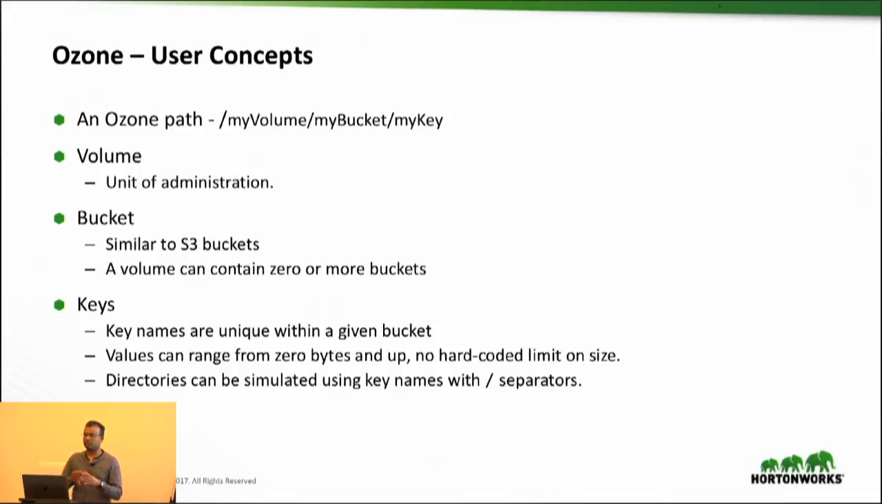Volumes are typically created only by administrators, and then they set quotas on volumes. You can have multiple buckets per volume, very similar to S3 buckets. A volume can have 0 or more buckets, and then you have keys within these buckets. Key names are unique within the bucket. The key size can range from 0 bytes up. There's no hard-coded limit. And directories can be simulated using key names with a / separator, just like Amazon.